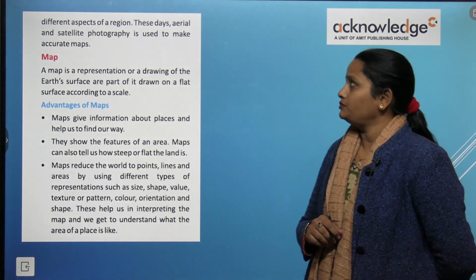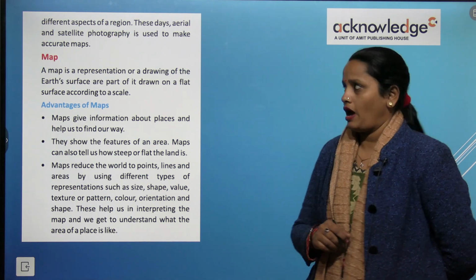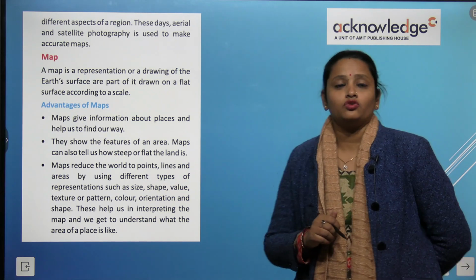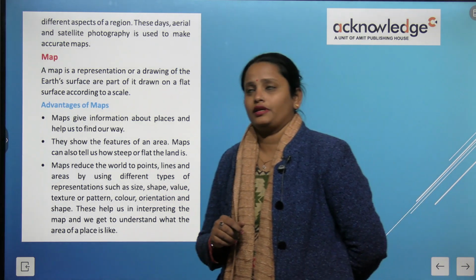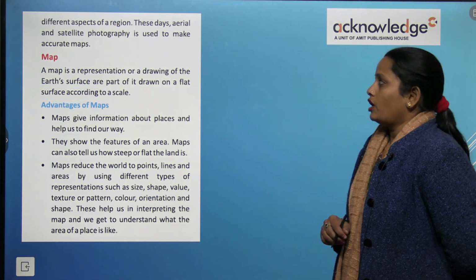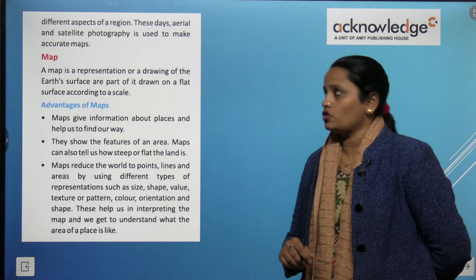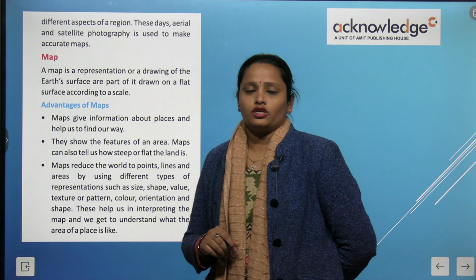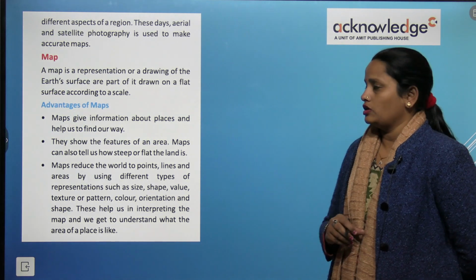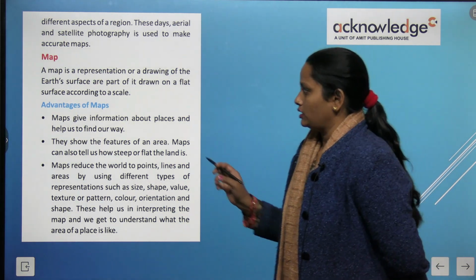These days, aerial and satellite photography is used to make accurate maps. So आजकल satellite photography use की जा रही है, aerial photography use की जा रही है ताकि maps को और ज़्यादा accurate बनाया जा सके. What is a map? A map is a representation or a drawing of the earth's surface and parts of it, drawn on a flat surface according to the scale. So scale के according map earth के structure को represent करता है. एक drawing है वो जो एक flat surface पे बनाई जाती है.